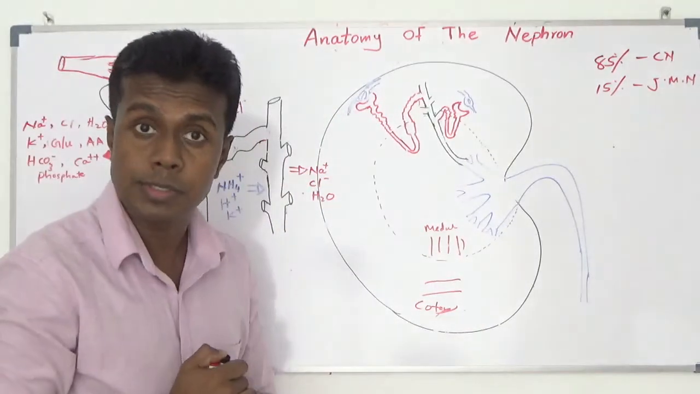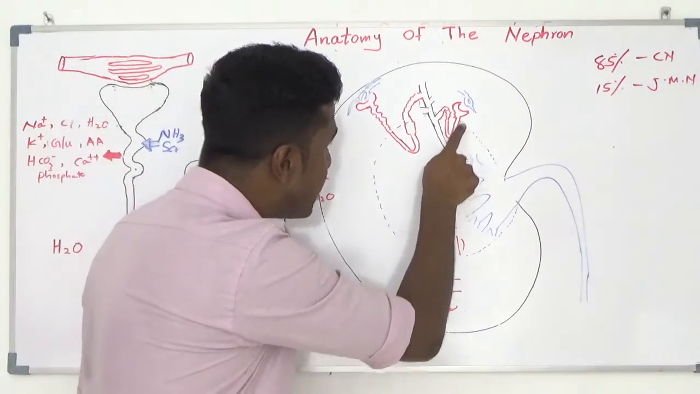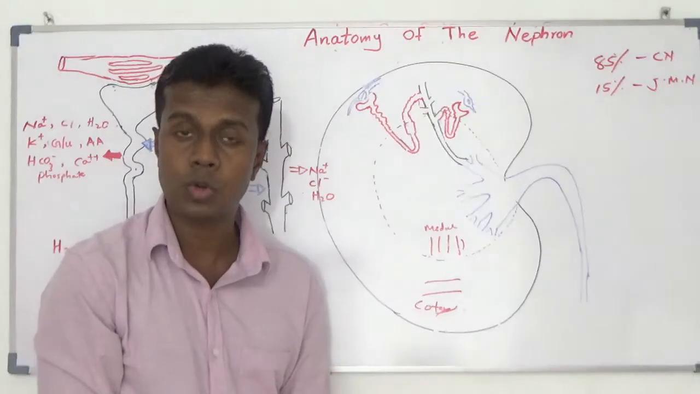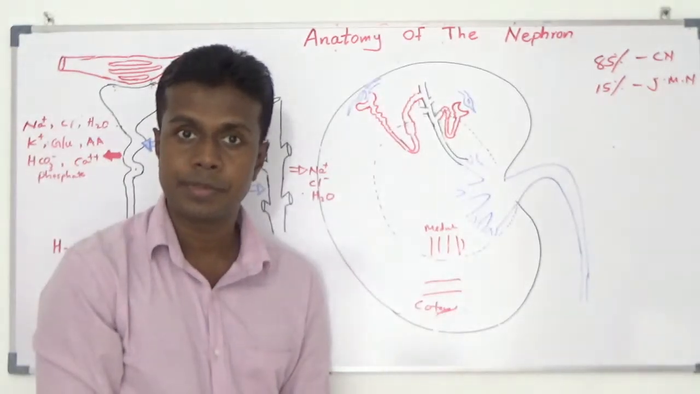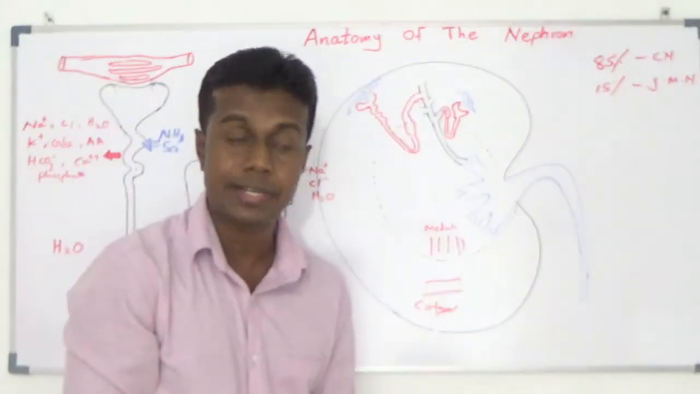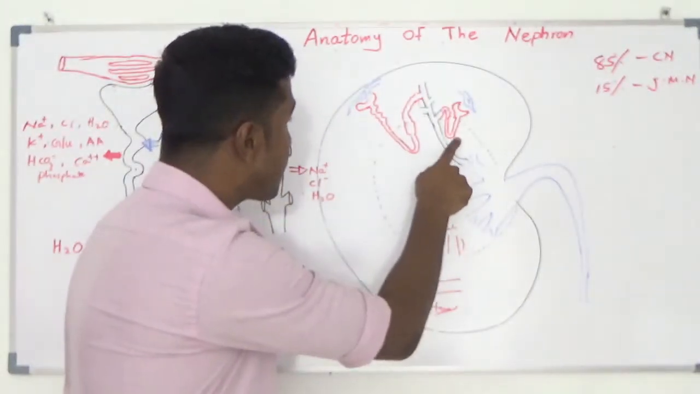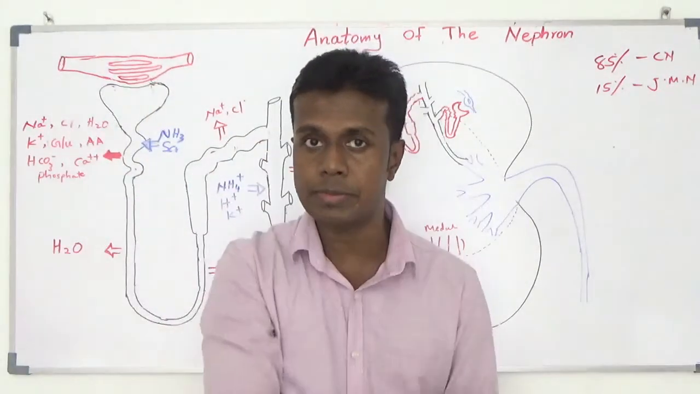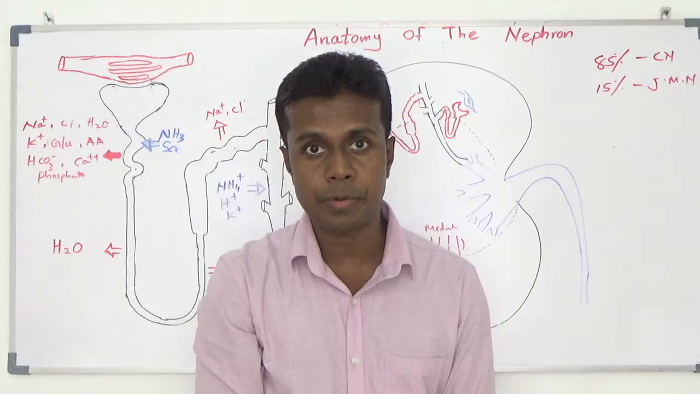But in some nephrons, the major part is present in the medulla, and a very little part is present in the cortex. These are called juxtamedullary nephrons. Thanks for correcting it. These are juxtamedullary nephrons, and these are cortical nephrons. 85% are cortical nephrons, 15% are juxtamedullary nephrons.